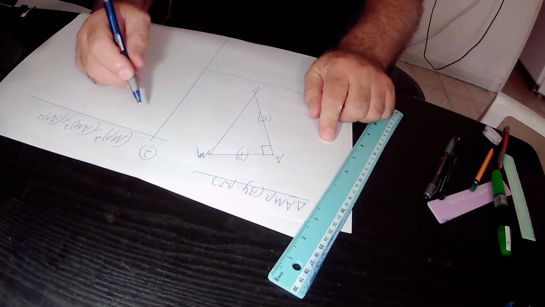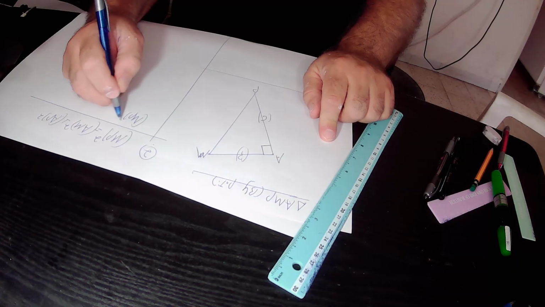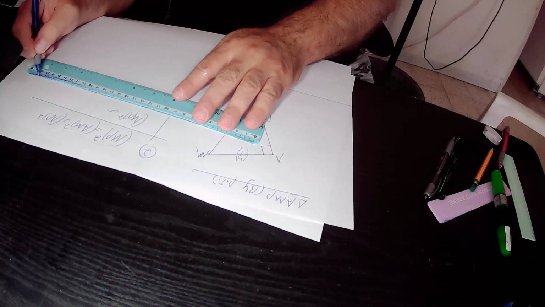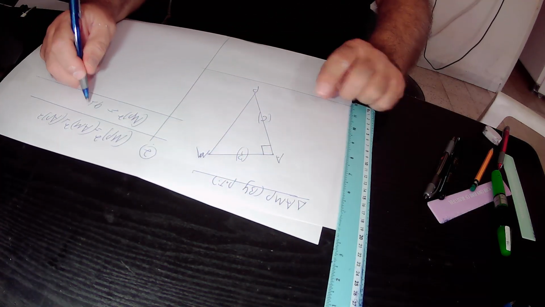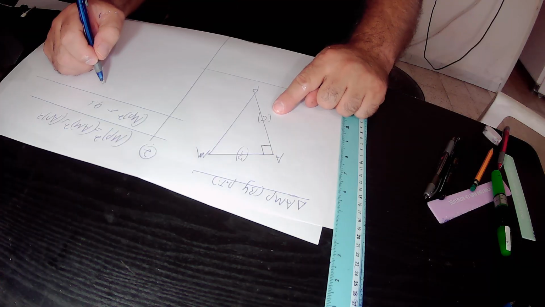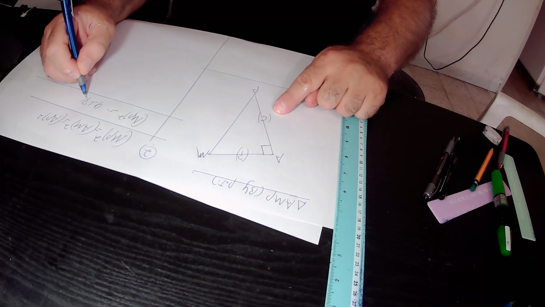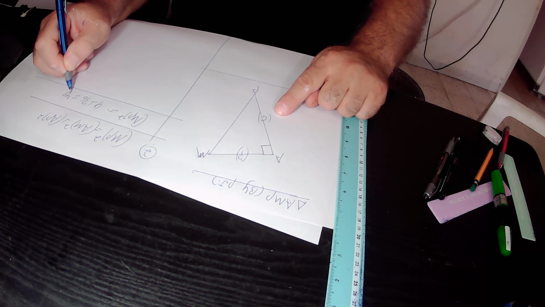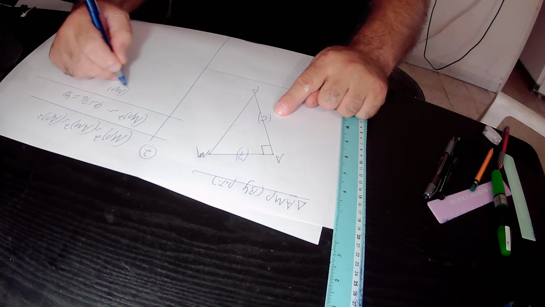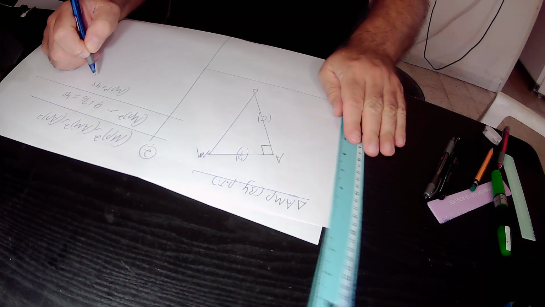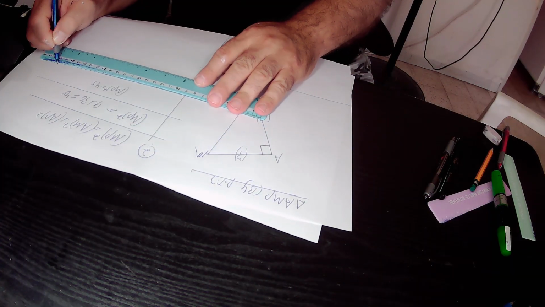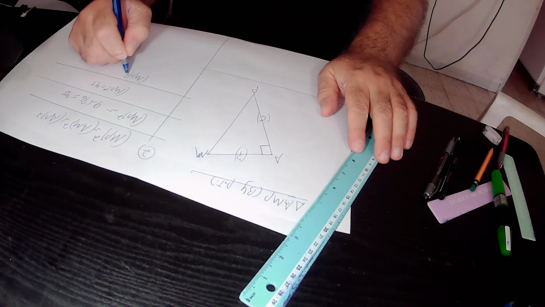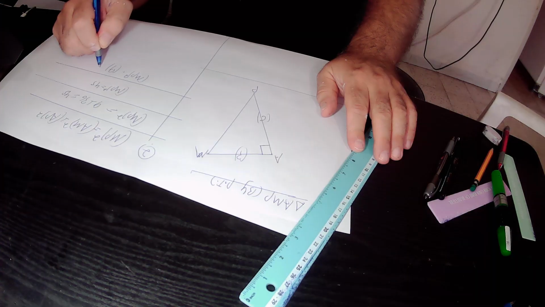MP is the missing side, so MP squared equals AM squared. AM is 3, therefore AM squared is 3 squared, that is 9, plus AP squared. AP is 6, therefore AP squared is 6 squared, that is 36. So in total, MP squared equals 9 plus 36, that is 45. MP squared equals 45. Here we substitute 45 by 9 times 5, and we get that MP squared equals 9 times 5.